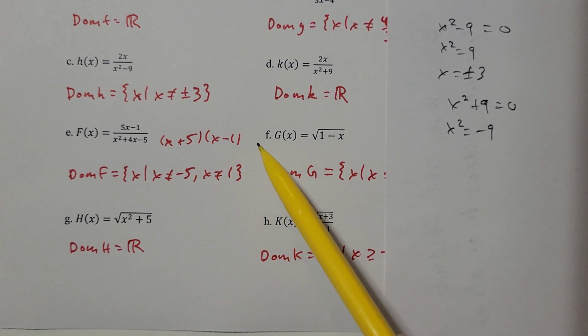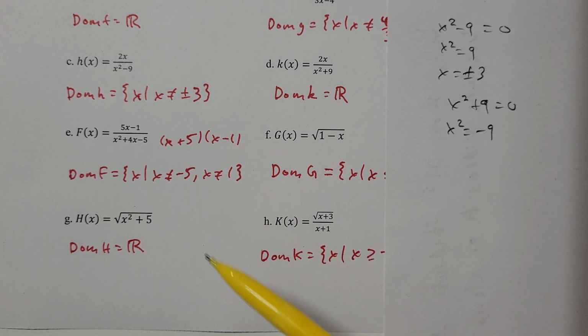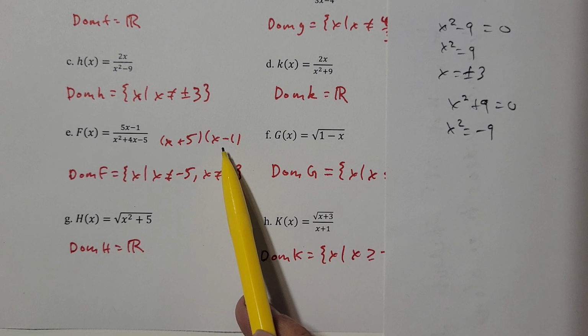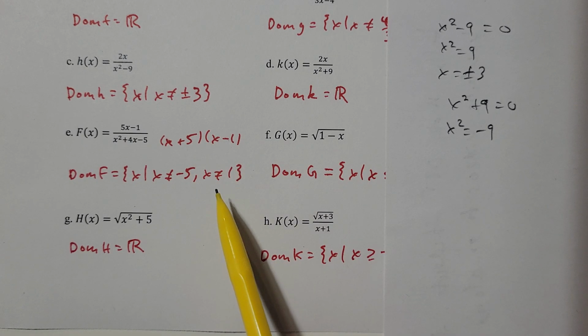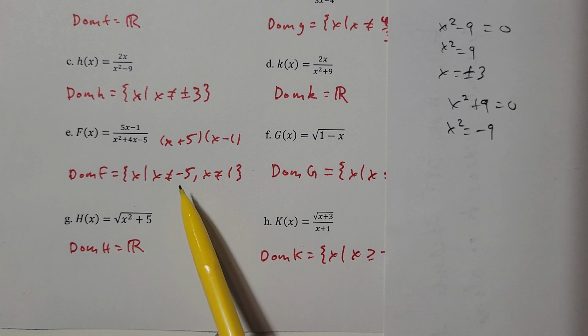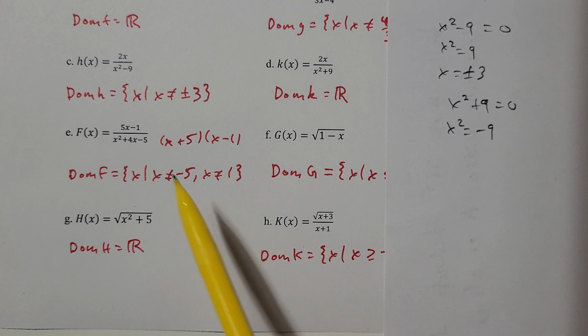And then 5 times negative 1 is negative 5 at the end. Okay, and then when I set each of these equal to 0, x plus 5 equals 0 means that x is negative 5. That's what I don't want. And x minus 1 equals 0 means that x is 1. That's what I don't want. So x can be any number. Just don't take negative 5 and 1. Okay, that'd be the domain.